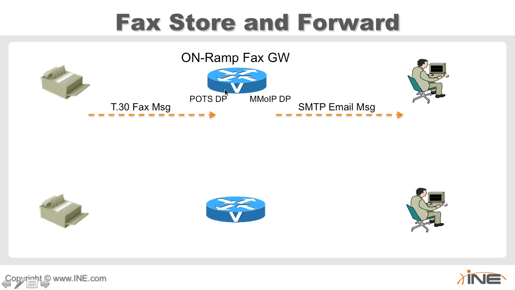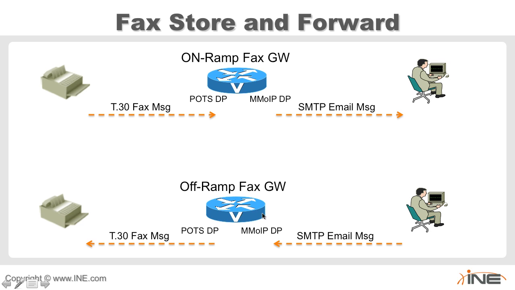That's called an on-ramp fax gateway. An off-ramp fax gateway does exactly the opposite. The user emails the message to the router or to Unity Connection, Unity Express. It turns it into an email, sends it to the router through inbound on the MMOIP dial peer, and then outbound a TCL application that's embedded in IOS, and they're already there by default. All you have to do is activate it or call it from the POTS dial peer.